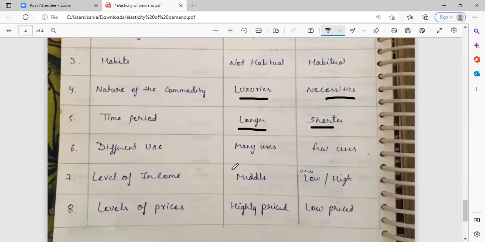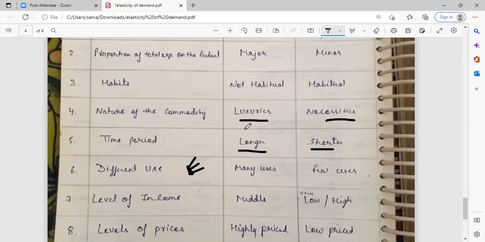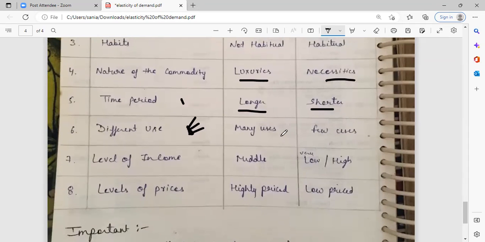Then, if the product has different uses, you will change your demand. For example, the single pen you are using for writing, drawing, rough notebook, everywhere. If it has many uses, you will change its demand. If it has few uses, like you are using that one pen for only one thing, so you can use that for a longer period of time, so you will not change your demand.